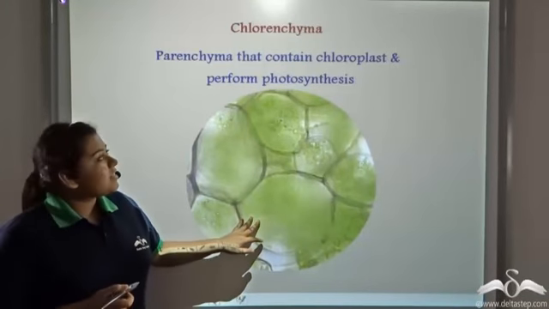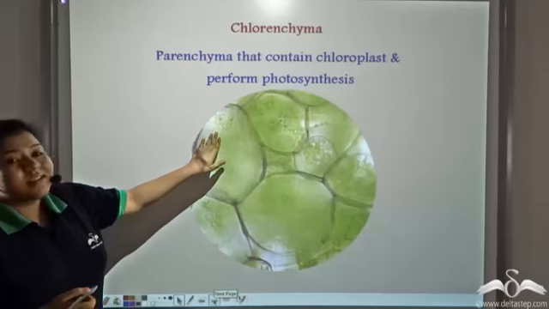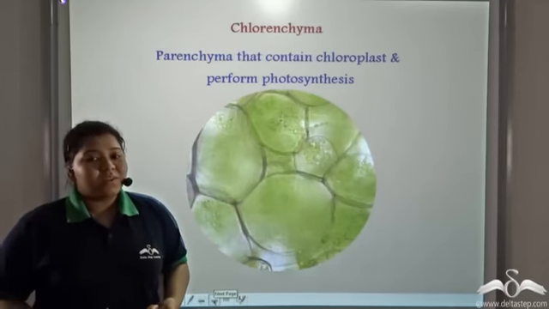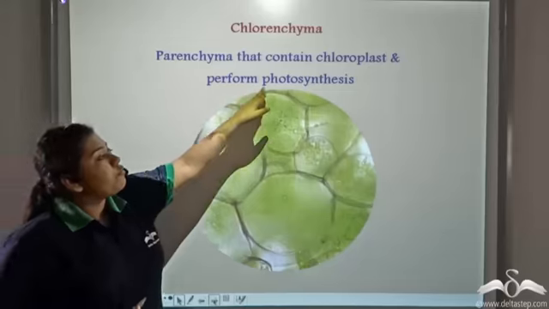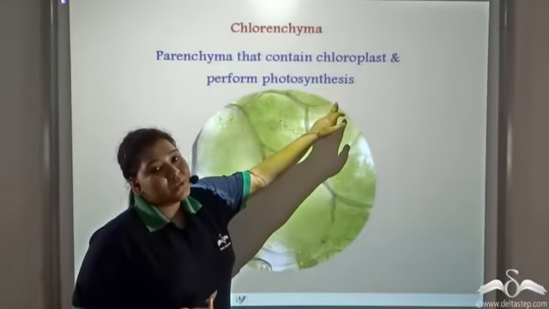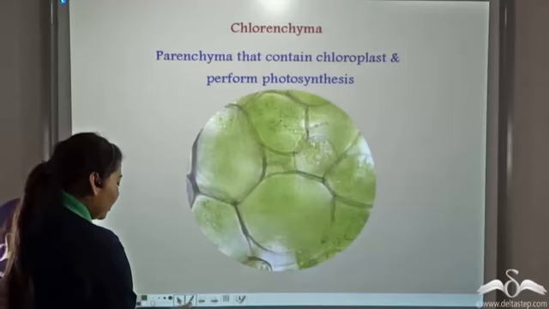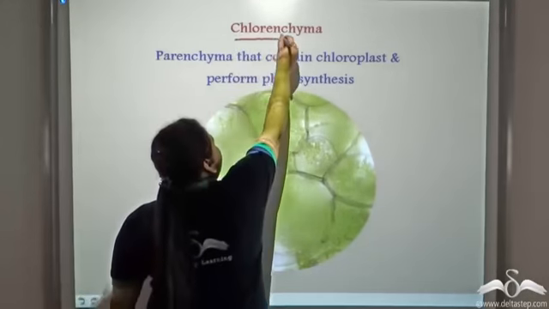Parenchyma that contains chloroplasts and helps the plant to manufacture food by the process of photosynthesis is known as chlorenchyma, where chloro comes from the word chloroplast.